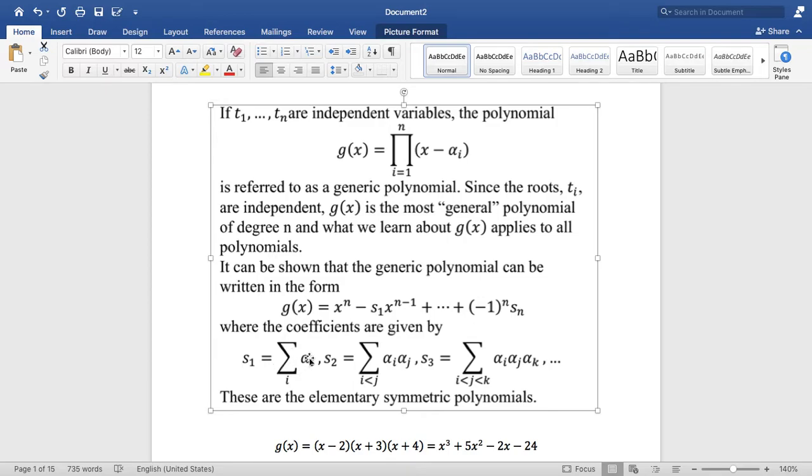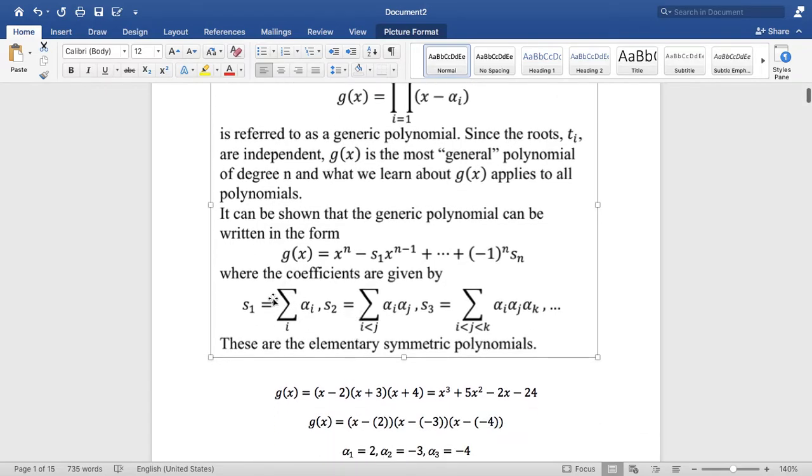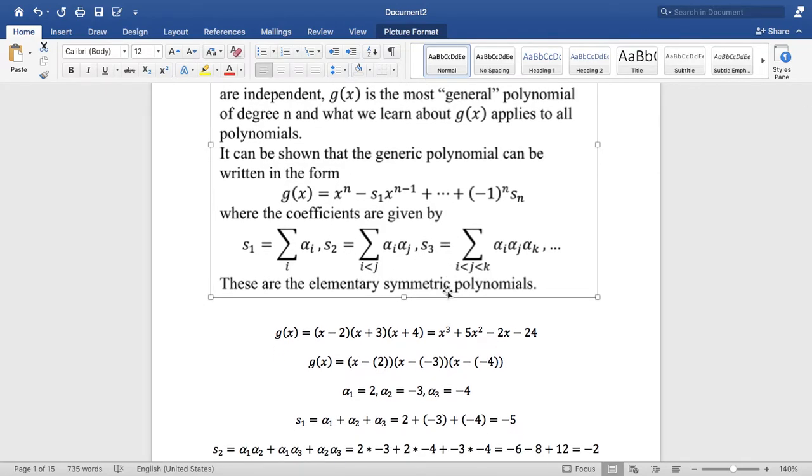So let's immediately jump into an example. Now, why are the coefficients given the letter s? We're going to understand that in a bit. The s stands for elementary symmetric polynomials. Like I said, an example will clarify all of this. So let's try a polynomial that we already know the solution to: x minus 2 times x plus 3 times x plus 4. Of course, if you expand this, you're going to get x cubed plus 5x squared minus 2x minus 24.